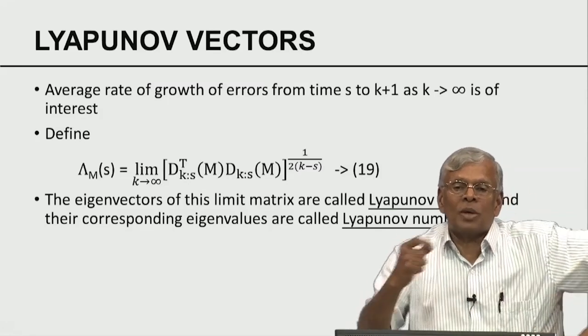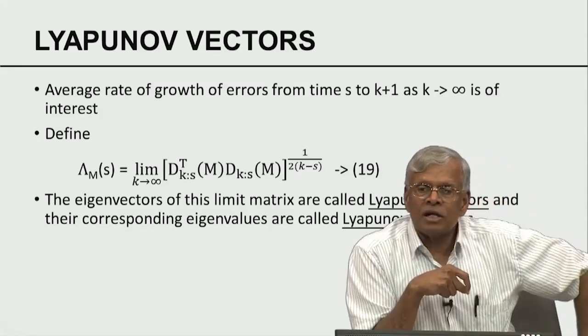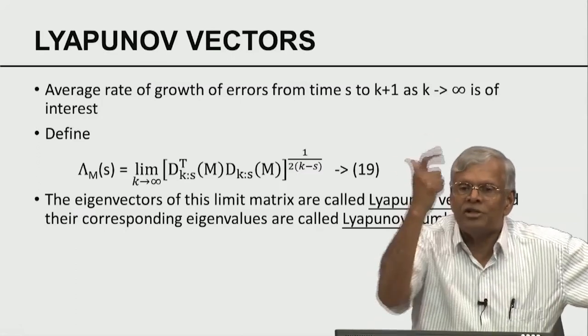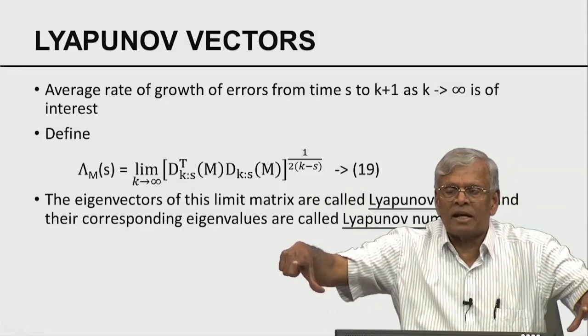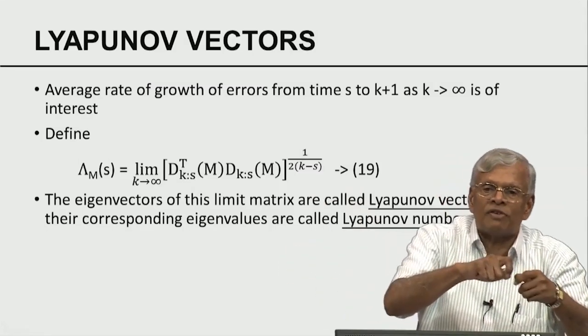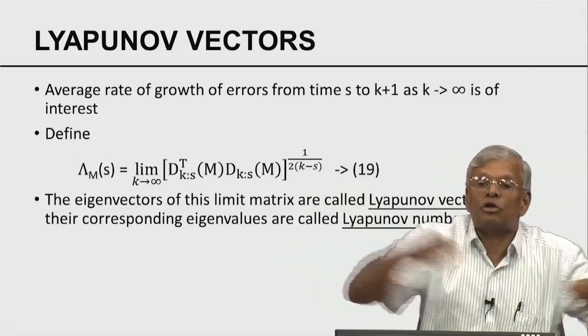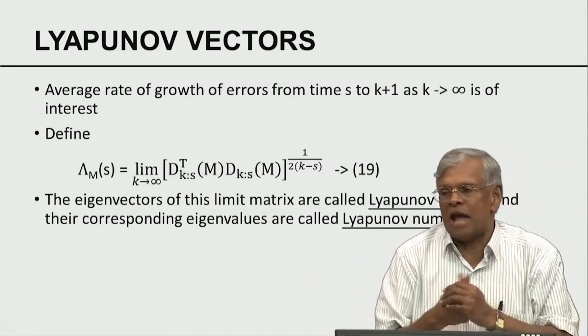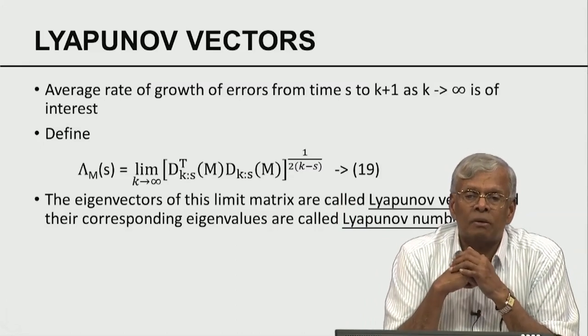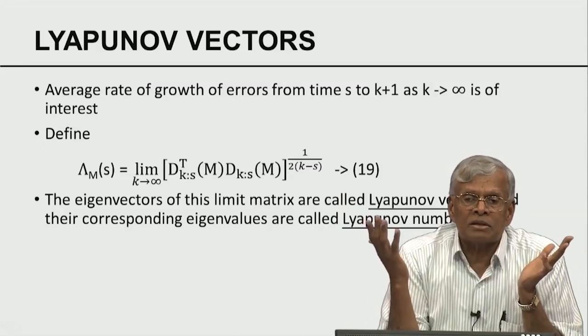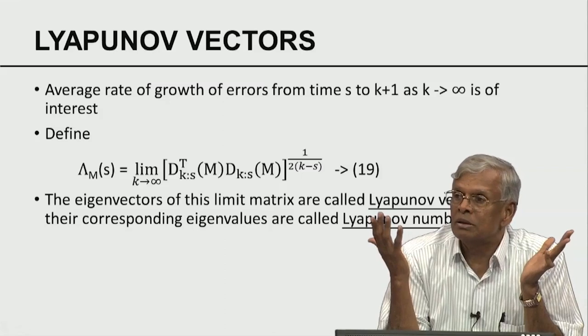One measure, one question, is how long it takes for the initial error to double. What is the norm of the initial error? What is the norm of the error at a future time? How long does it take for the norm of the initial error to double? That is called the error doubling time. If the error doubles in 10 days, after 10 days the error is even more than double.